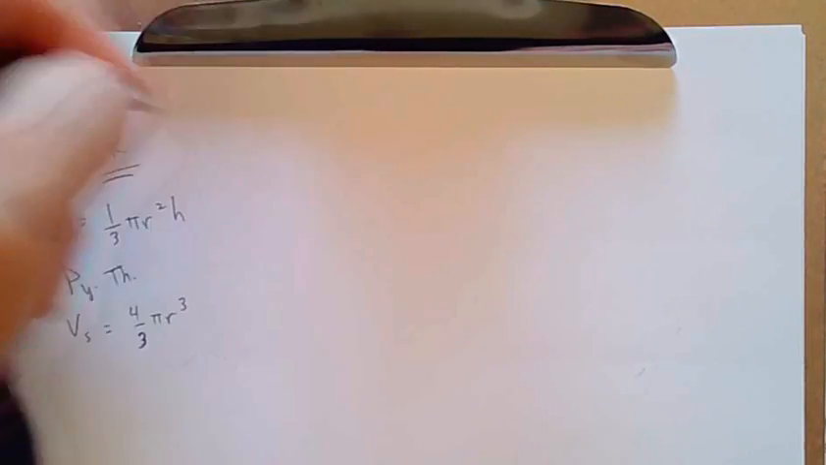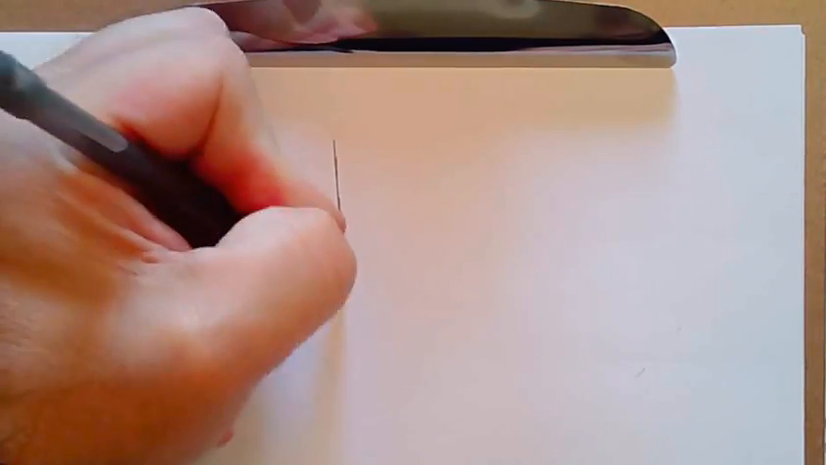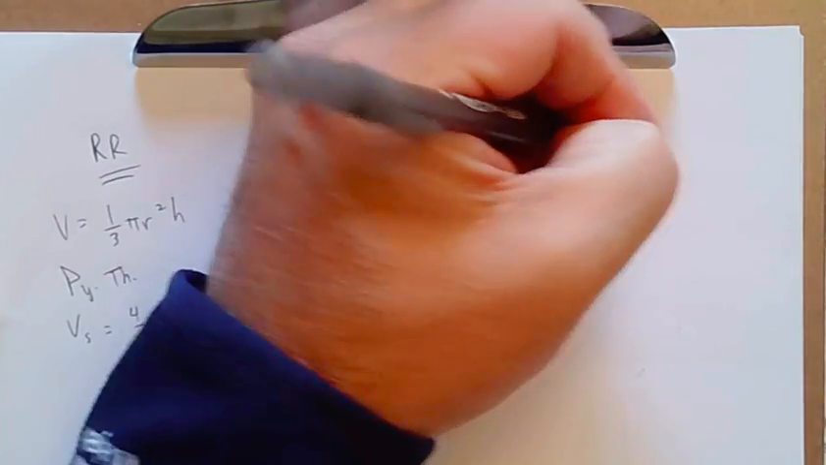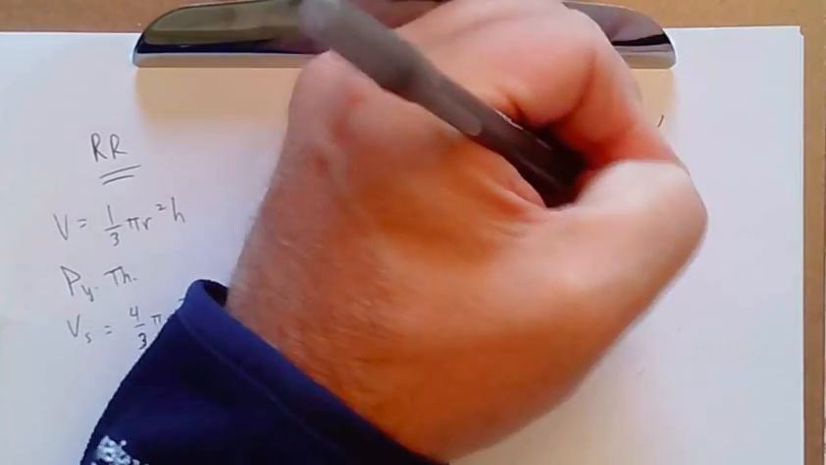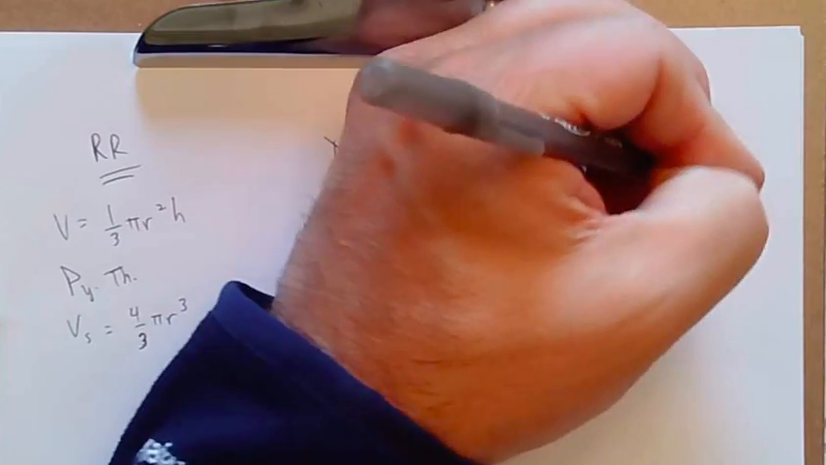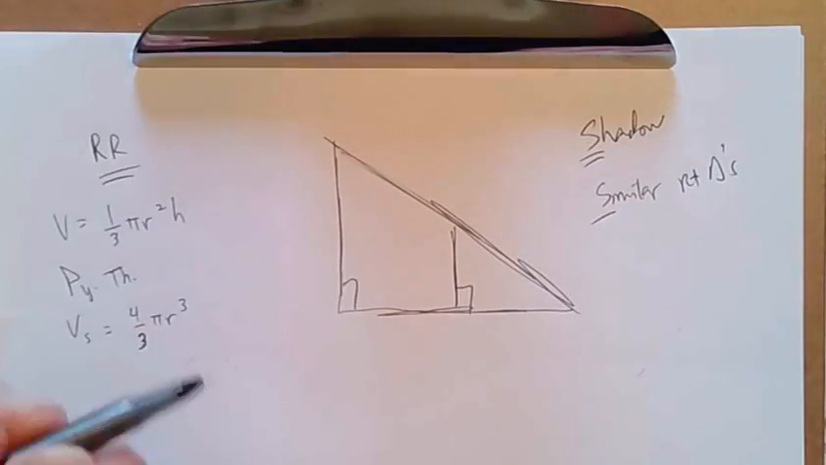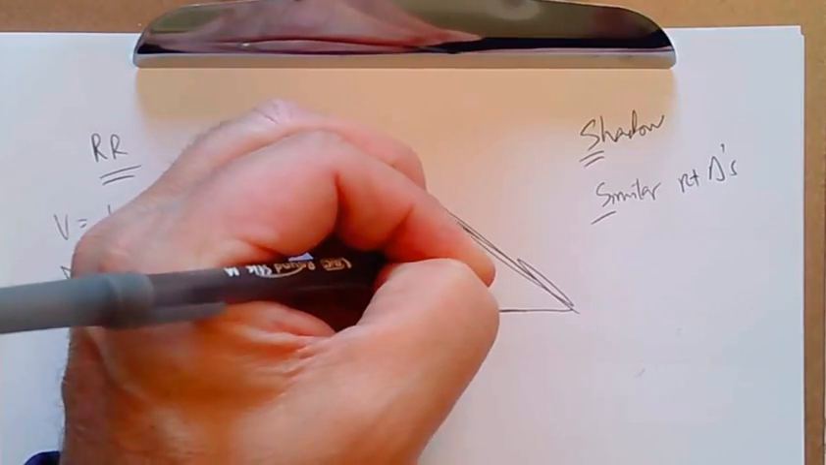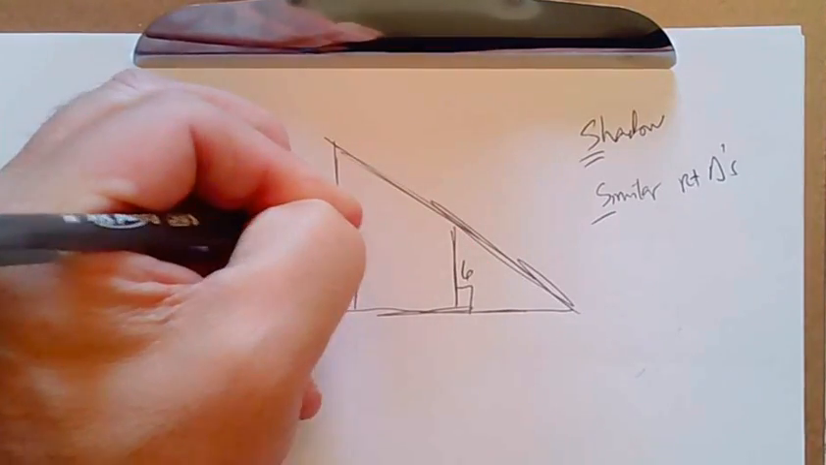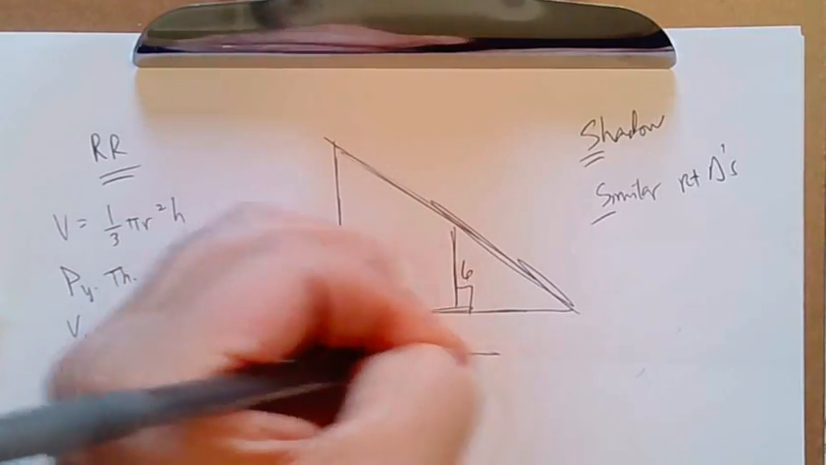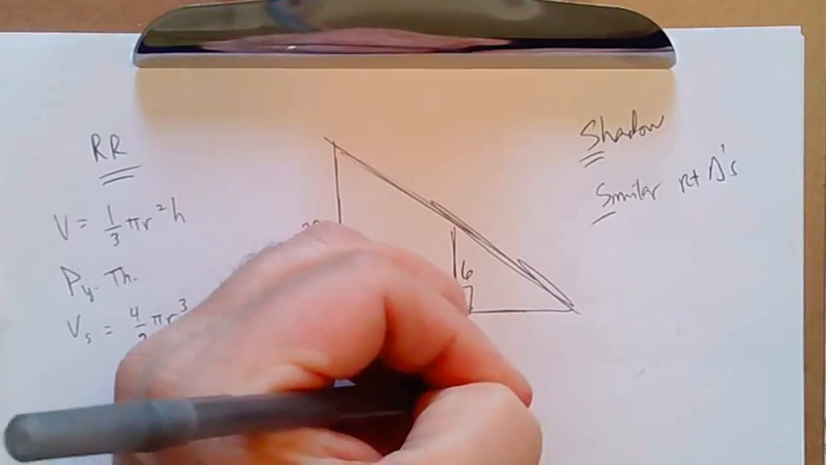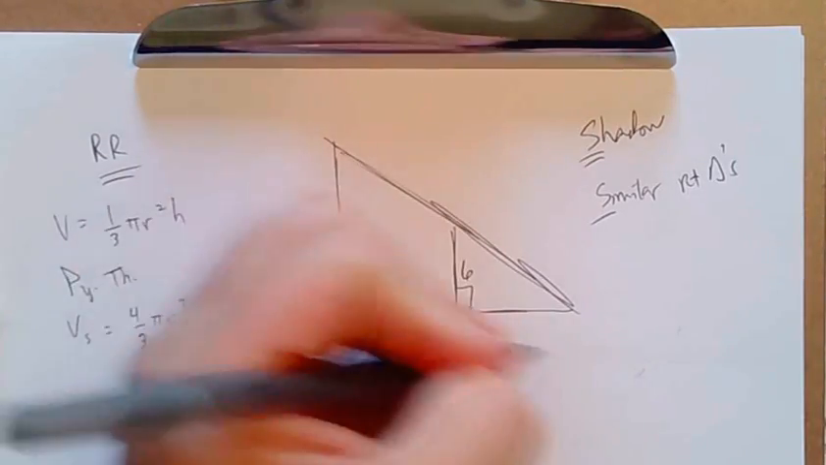Shadow. Remember, shadows, you've got to think similar right triangles. So the height of the person is some number. Let's just say 6 feet. Let's say the length of the pole is 20. dx/dt is going to be moving toward the right angle, so it's going to be negative, and that's how fast the person's walking.